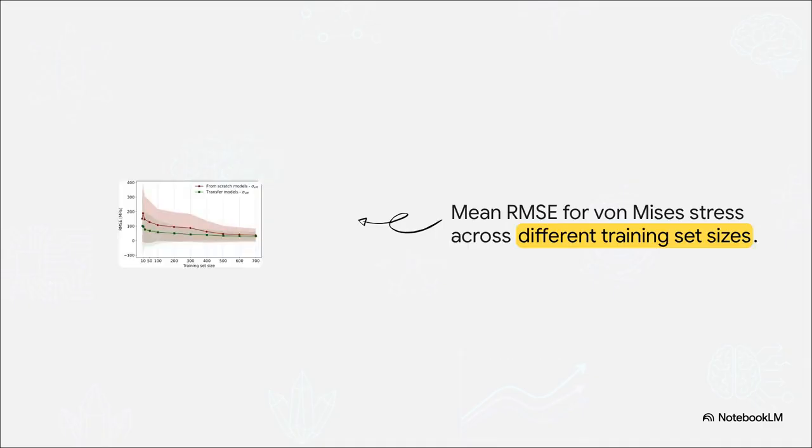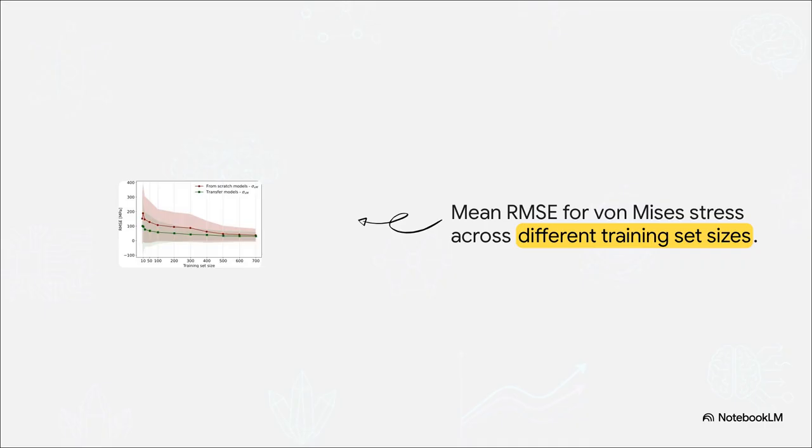Honestly, this graph is probably the most crucial takeaway for practical real-world engineering. It plots the prediction error against the size of the training dataset. The red line is a neural network trained from scratch. The green line is our multi-fidelity transfer learning model. Focus your attention on the left side of the graph, where training set sizes are super small, like 50 to 100 samples. Remember, generating high-fidelity data is wildly expensive, so these small training sets are the harsh reality of materials science.